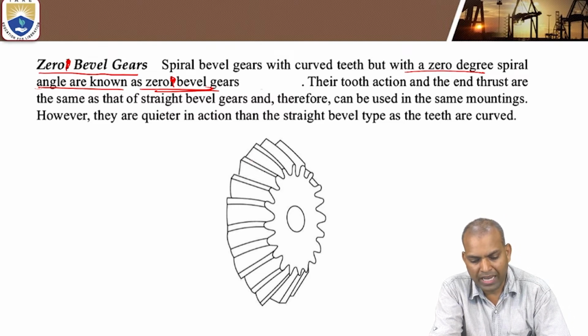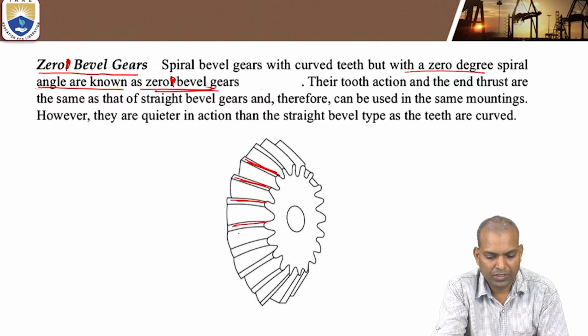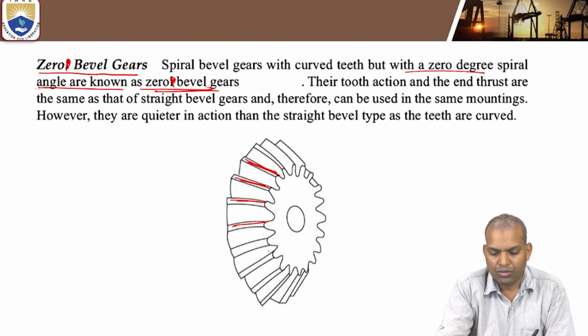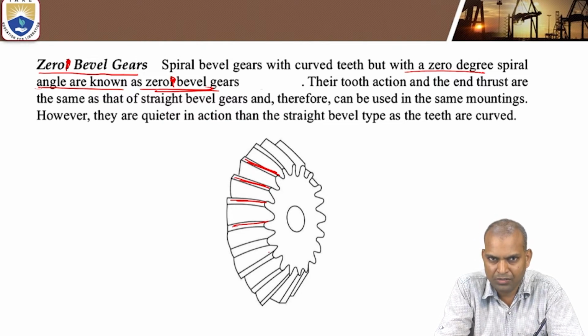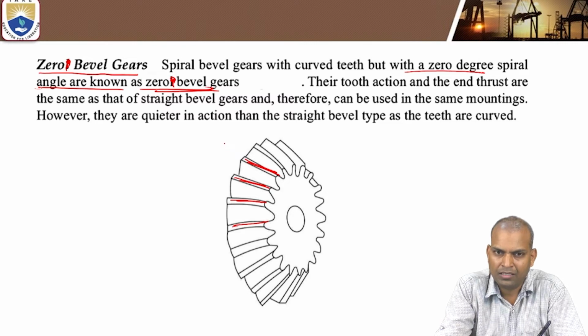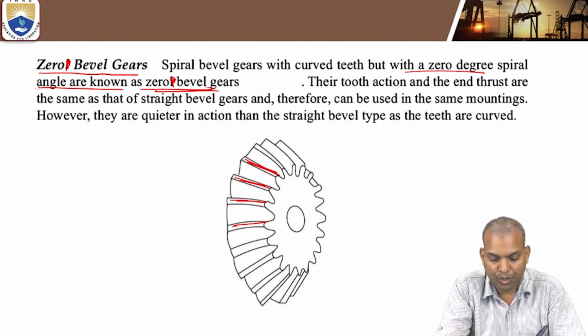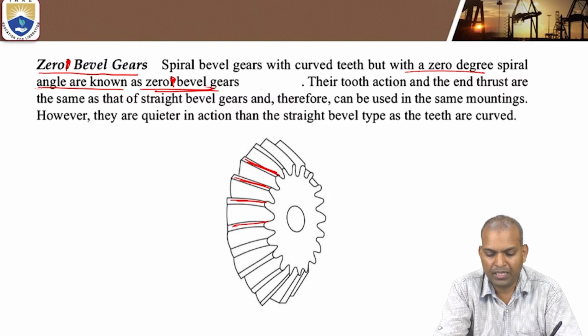Their tooth action and end thrust are the same as that of straight bevel gears. So it is the same. These types of gears are used as usual like the straight bevel gears, with the same mountings. And also very important, at high speeds it is quieter in action than the straight bevel type.